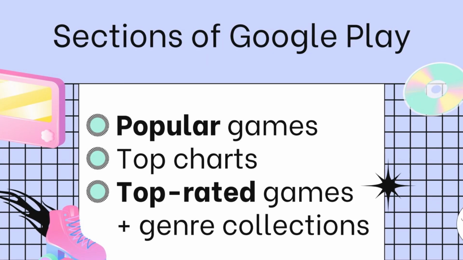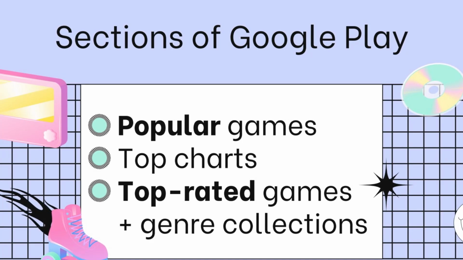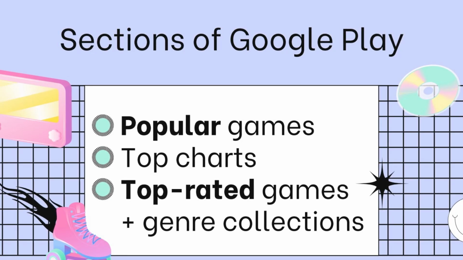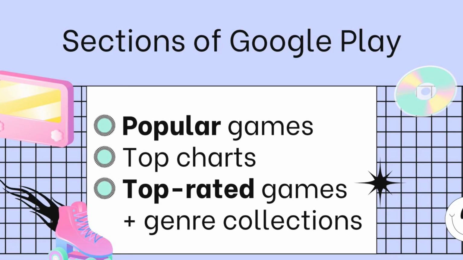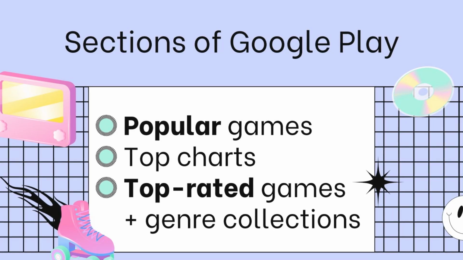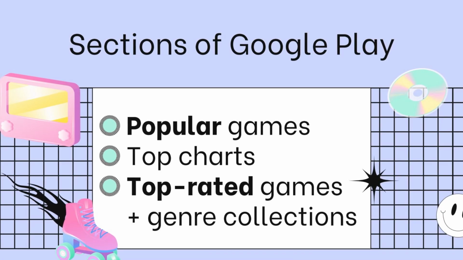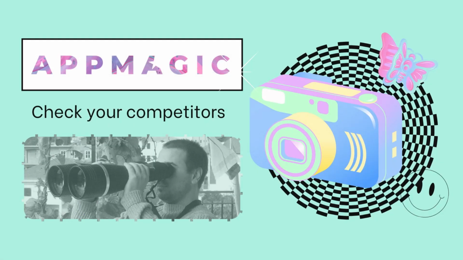Sections of Google Play, such as popular games, top charts, top-rated games and genre collections on the main page, will tell you which games are at the top. Various analytics services can tell you more about your competitors, such as AppMagic or others. You can see how many installations your competitor receives monthly, when the first release was, and when the latest updates were. This helps to understand how new the trend for this idea is, how attractive the game remains over a certain period, and in which countries the game is most popular.